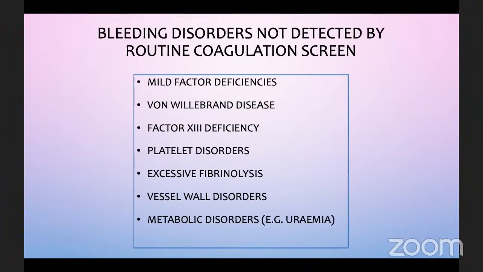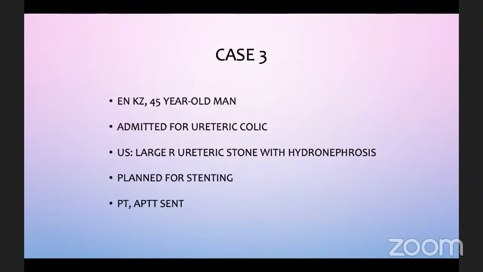Of course, uremia you can pick up with the renal function, but if you just do your coagulation profile and platelet count, you won't be able to pick up some of these, right? So now moving on to case number 3: a 45-year-old man admitted for ureteric colic. Ultrasound showed a large stone with hydronephrosis causing obstruction, and he was planned for stenting.